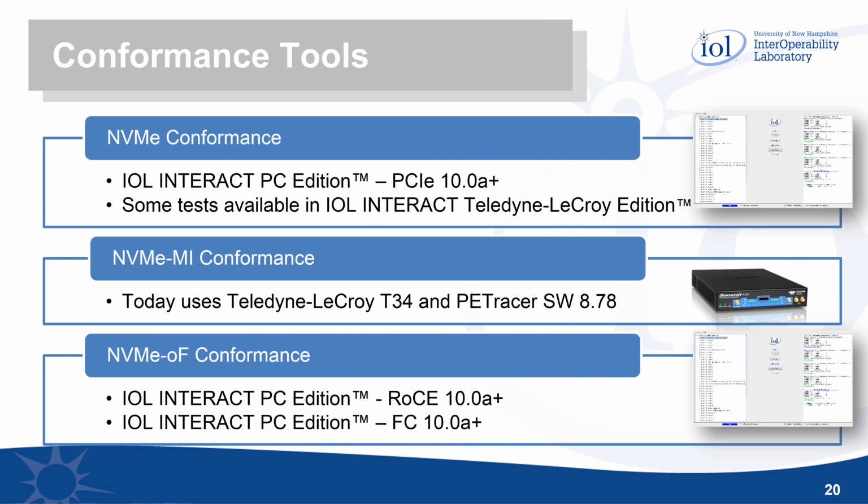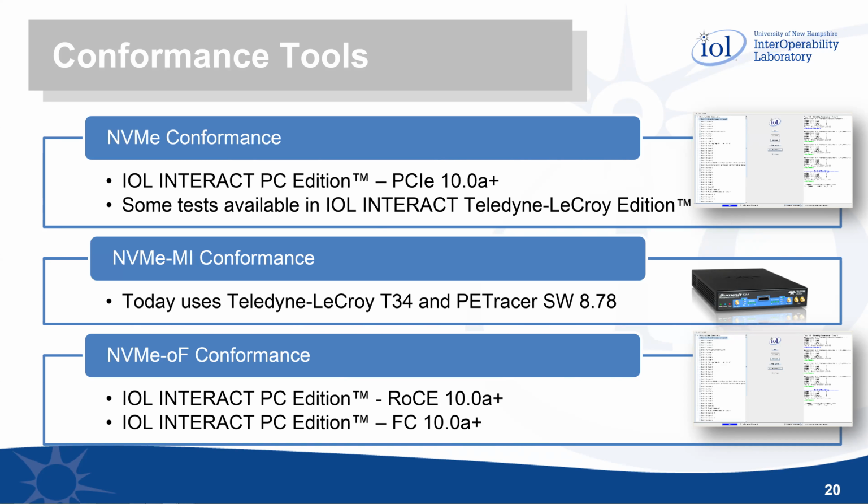And what you're going to see is we also offer some of the IOL Interact tests also on the Teledyne LeCroy edition of this particular tool. We use the Teledyne LeCroy T34 and the PET Tracer software 8.78 for doing our management interface, or MI, conformance testing. This is the only tool that you can use to perform this kind of conformance testing to get on the Integrators list. There is no interoperability that happens in MI. There's only conformance. So this is the only way you can really test out your MI feature set in your product in order to get it onto the actual Integrators list.